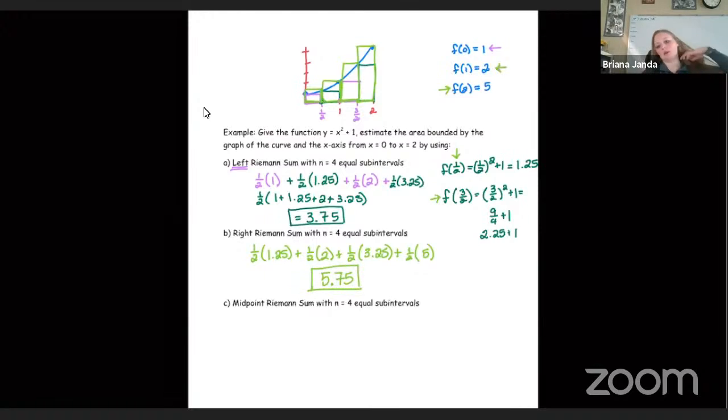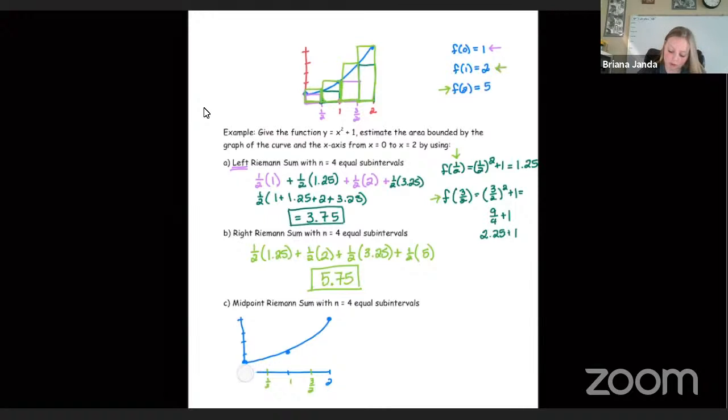All right, now let's talk the midpoint Riemann sum with this one. They still want us to do 4 subintervals, so I'm going to redraw this picture so you can see a little bit. Okay, so we had broken this up into the four different rectangles here. That would be 1/2, 1, 3/2, right? And we're supposed to use the midpoint this time.